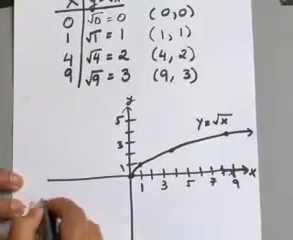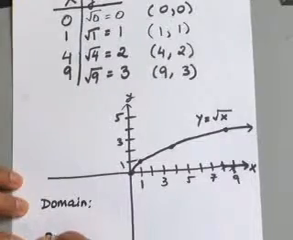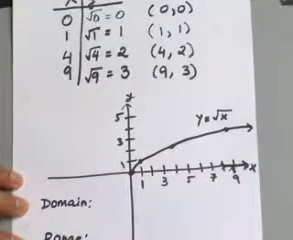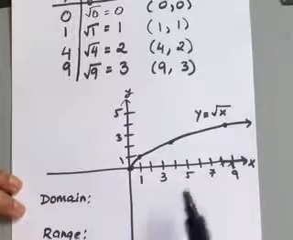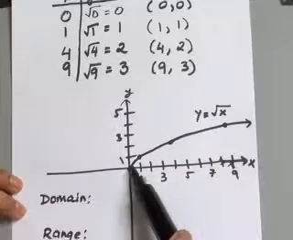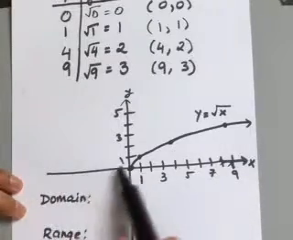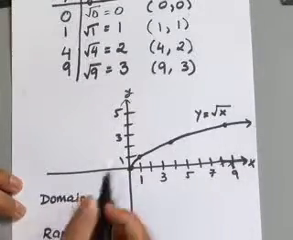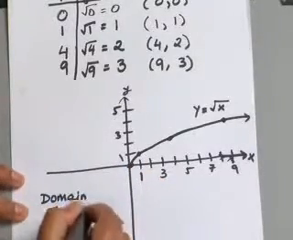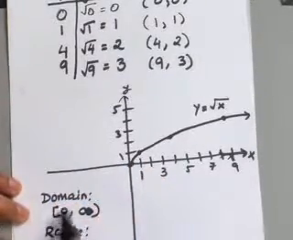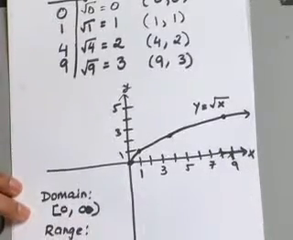And if you want to go ahead and find your domain and range, remember again we talked about domain and range in chapter 7. Your domain is going to be all positive values on the x-axis, because there is no graph on the negative x-axis, and since your graph starts at 0, you will include 0. Your domain is from 0 to positive infinity.